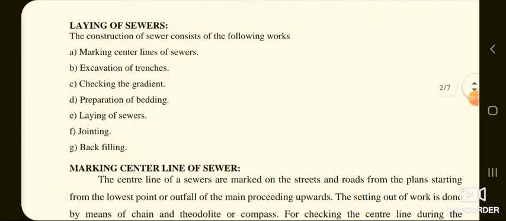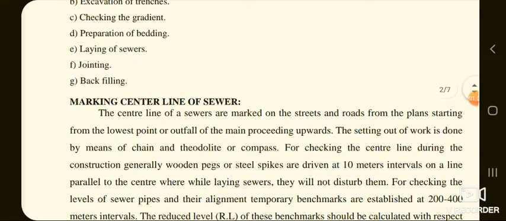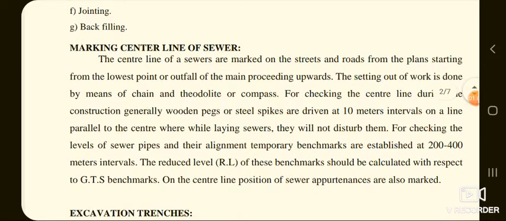Now come to the laying of sewer. The construction of sewer consists of the following works. First among them is marking center lines for sewers. Second one is excavation of trenches. Third one is checking the gradient. Fourth one is preparation of bedding. Fifth one is laying of sewers. Sixth one is jointing. And last but not least, that is backfilling. So now we'll discuss in brief about all these items here.